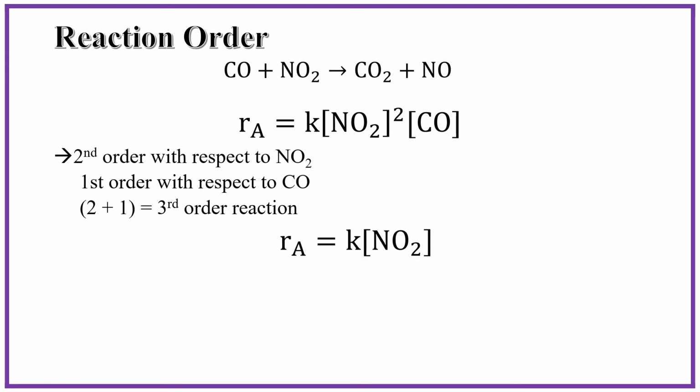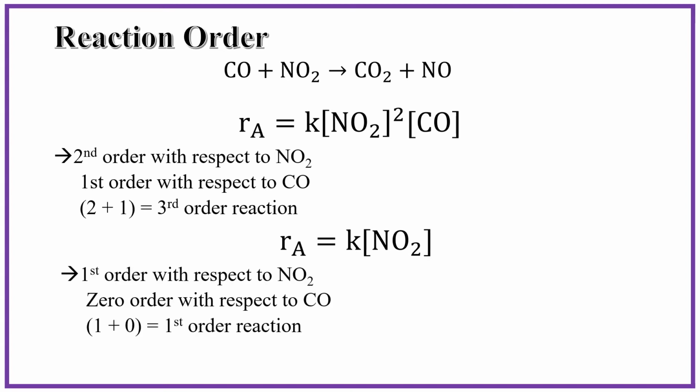Or suppose the rate equation is written as follows. RA is equal to the rate constant times the concentration of nitrogen dioxide. The reaction is first order with respect to nitrogen dioxide, zero order with respect to carbon monoxide, and the overall order of the reaction is 1 plus 0, or 1.